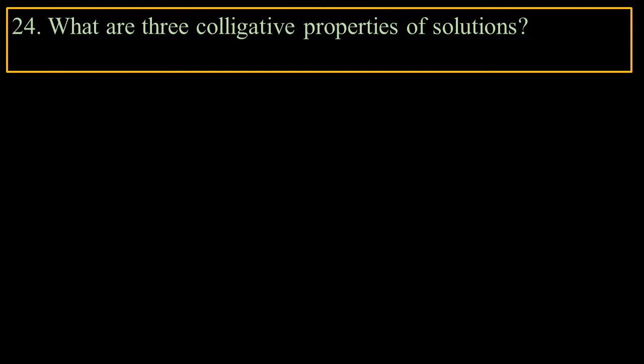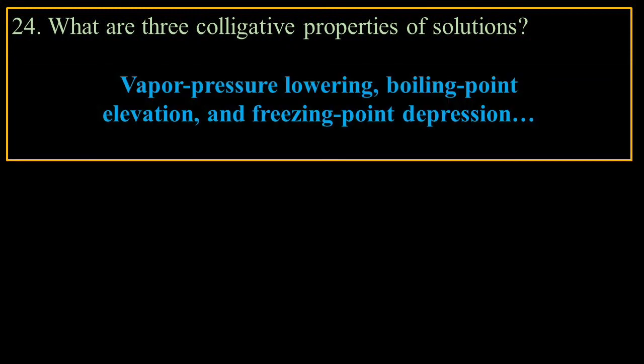What are three colligative properties of solution? So that's what this chapter is really heading to, is colligative properties. Section 3 is colligative properties. So it's all a build-up to colligative properties. Vapor pressure lowering, which will affect the boiling point elevation and the freezing point depression.